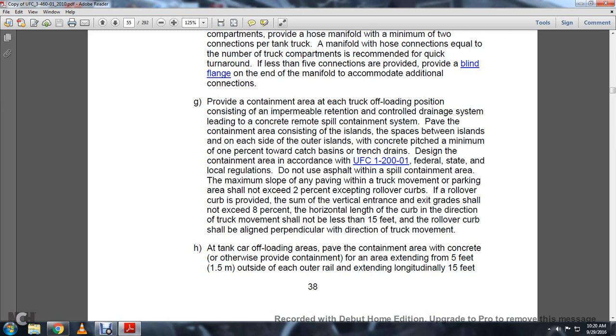a contaminant area at each of the truck offloading positions consisting of an impermeable retention control drainage system leading to the remote spill control system.